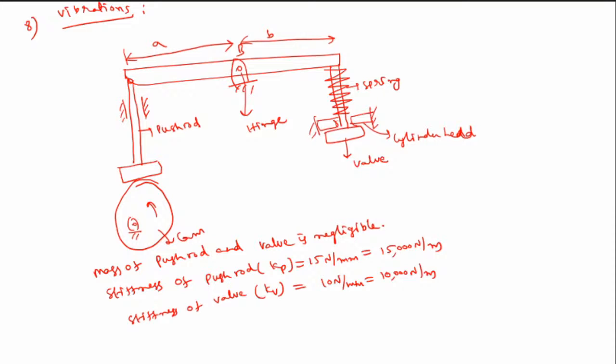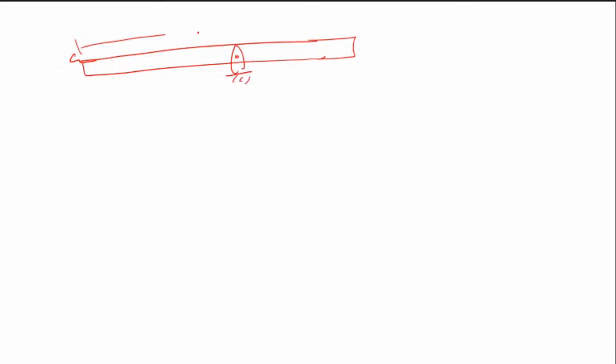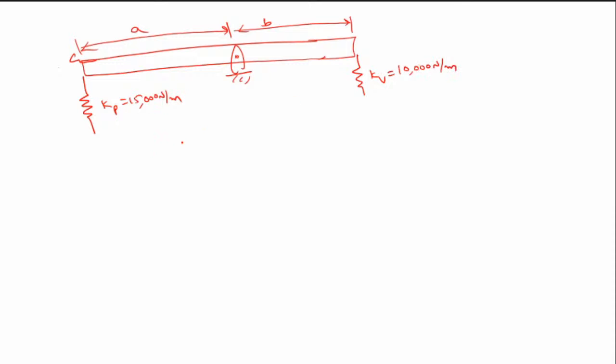So this problem is like a horizontal lever problem. In vibrations, you studied this kind of problem. It is like a horizontal lever which is hinged at one point over here. So this is A, and this is B of the push rod. This is Kp equal to 15,000 Newton per meter, and this is Kv equal to 10,000 Newton per meter.